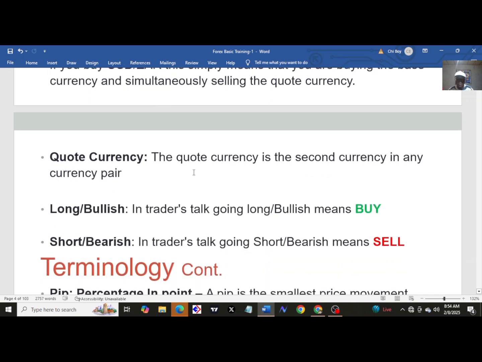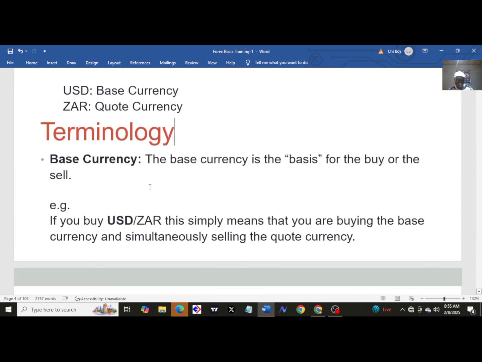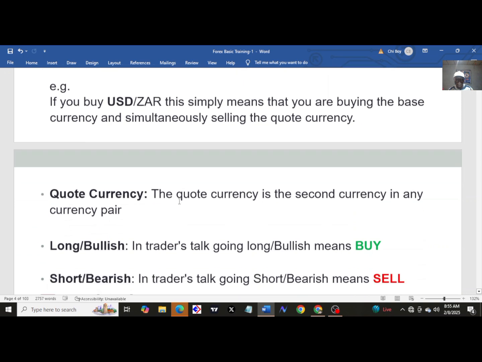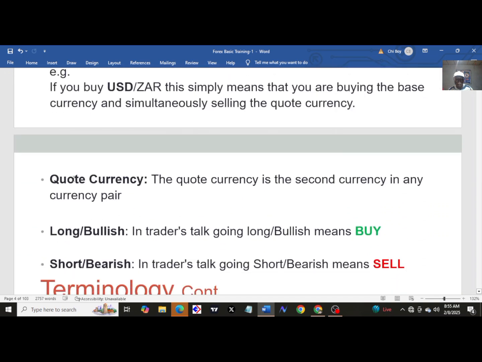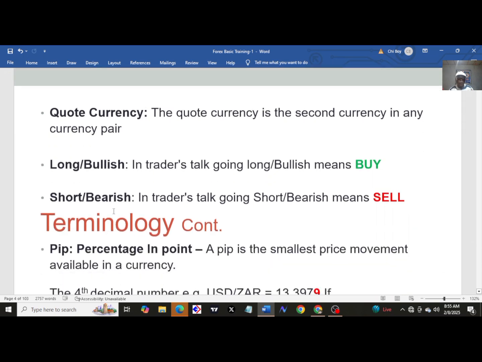Then we have the quote currency as well. The quote currency is the second currency in any currency pair. We also have long or bullish, which is the next terminology we are going to consider. Remember, I said we are considering terminologies. The base currency is the first terminology, the second terminology is the quote currency, and the third one is what? Long or bullish. Yes, these are terms in trading.